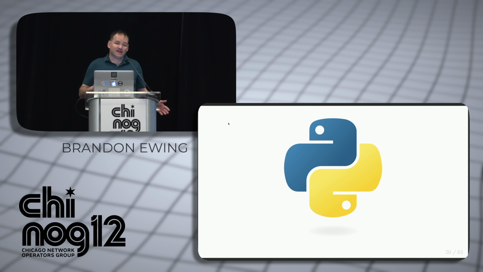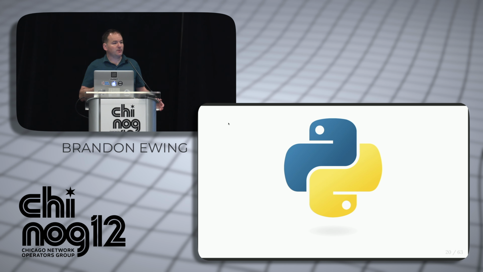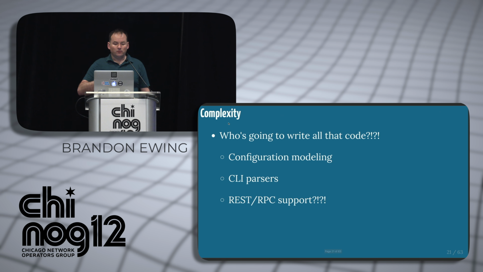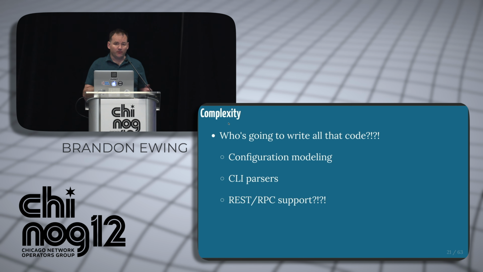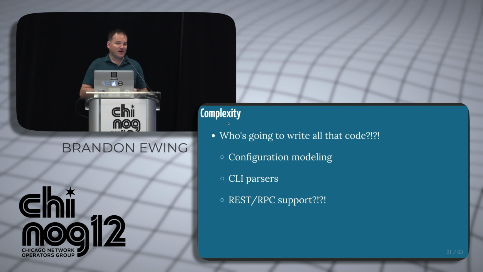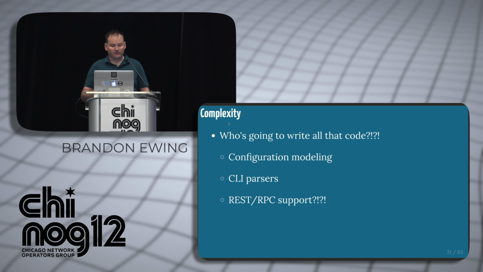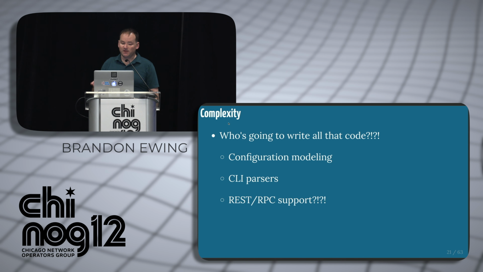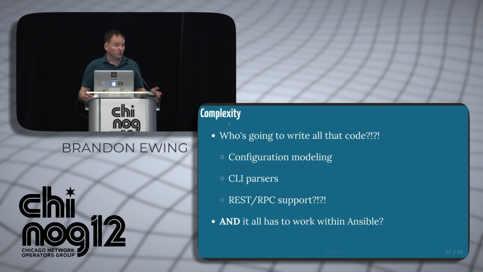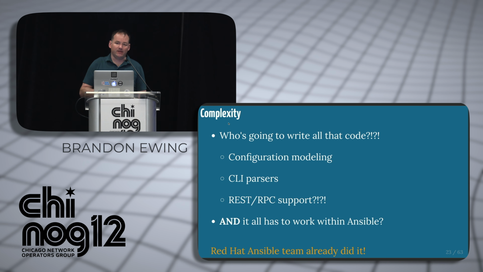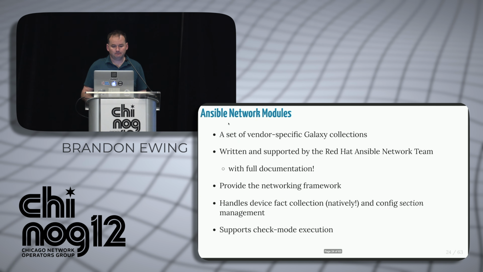Now, I hear what you're saying. I said at the beginning, we wanted to go with Ansible because we want to make it accessible for engineers and make it easy to do. But now we're talking about writing a bunch of code, doing configuration modeling in that code, having to write CLI parsers for all your vendors, and we haven't even talked about using REST or RPC with Juniper or iOS XR. And all of this works in Ansible? Well, you don't have to worry because the Red Hat Ansible team already wrote all the code.